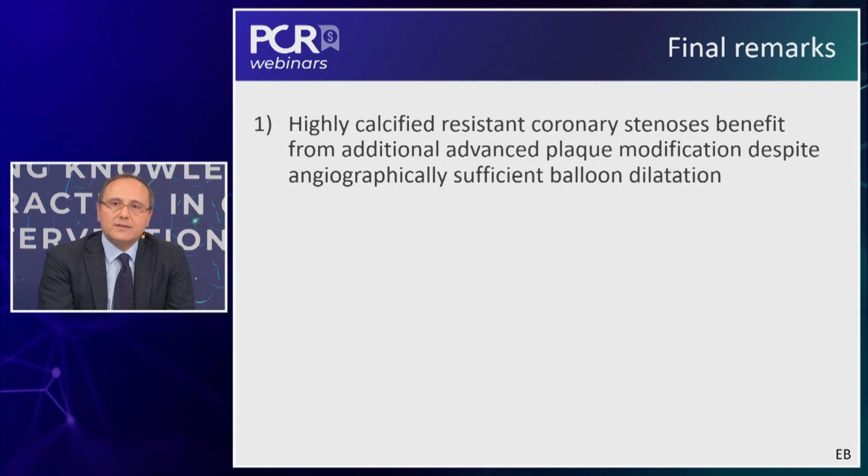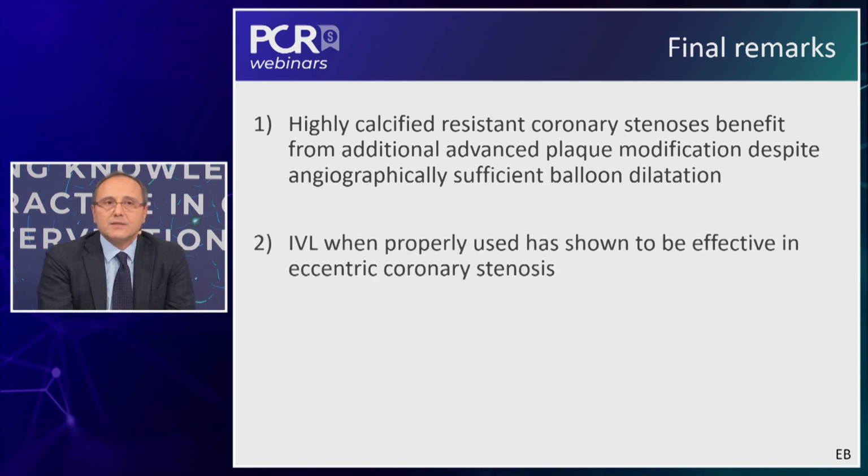Let's try to find some points of consensus. Highly calcified, resistant coronary stenoses benefit from advanced plaque modification techniques despite angiographically sufficient balloon dilatation. So let's not be overconfident when we see this balloon nicely expanded, because there might be more underneath. Secondly, intravascular lithotripsy, when properly used, has been shown to be effective equally in concentric and eccentric coronary stenosis. And we heard from Margaret about this recent sub-study in calcified nodule. Even there, there seem to be good outcome data.